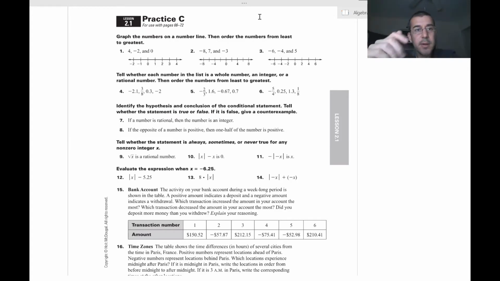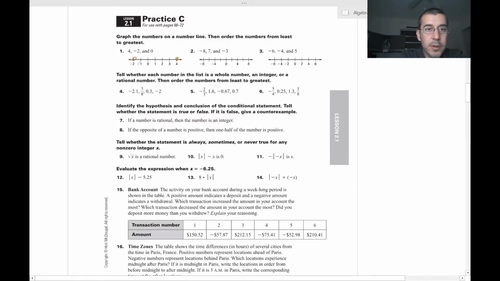to greatest. Okay, so number 1 we have 4, -2, and 0. So we graph the numbers and then order the numbers from least to greatest. As we're moving to the right of the number line, the numbers increase. So the least number is -2, and then 0, and then 4.